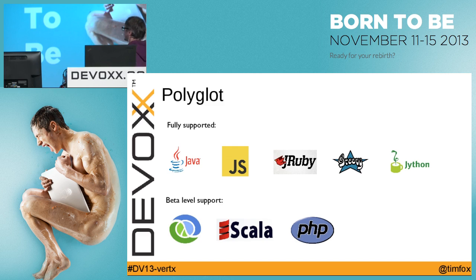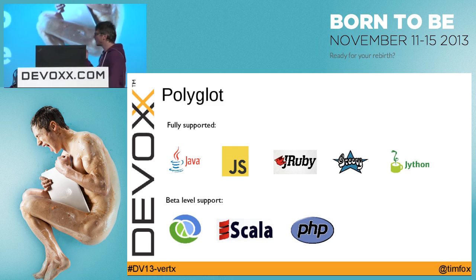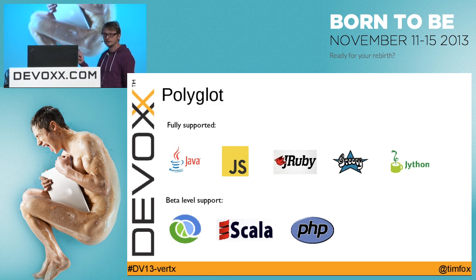Right, so I mentioned Polyglot. So right now, we support, when I say support, I'm not talking about paid support. I'm talking about, we fully implement it with all the documentation, all that kind of stuff. So we fully support Java, obviously, JavaScript, Ruby, Groovy, and Python. And we have kind of beta-level support already for Clojure, Scala, and PHP.